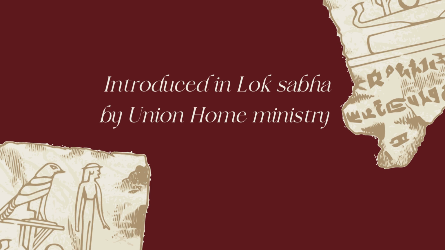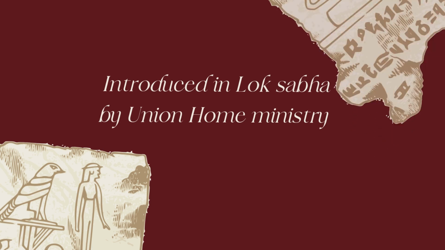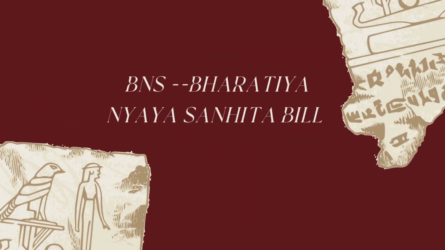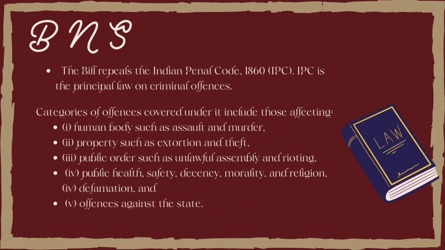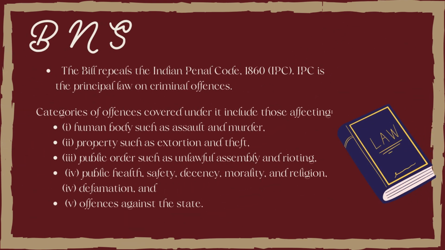Now we will talk about the provisions of these acts, the changes made in them, one by one in detail. First we will talk about the BNS Bill, Bharatiya Nyaya Sanhita Bill 2023. This bill is going to replace the Indian Penal Code of 1860. The IPC, as everyone knows, is the principal law on criminal offences that happen in our country. Whenever any criminal offence happens, we refer to the IPC and the punishments given under it.